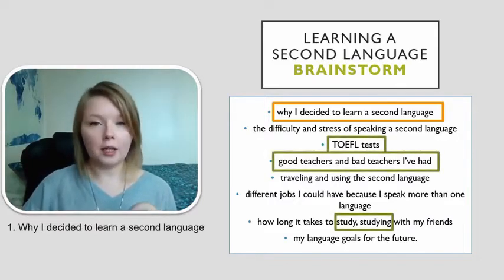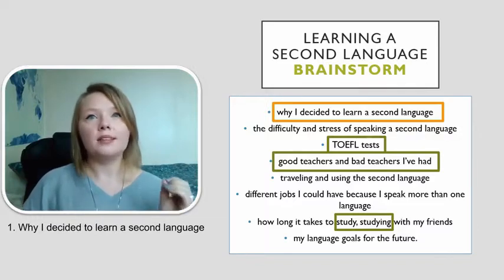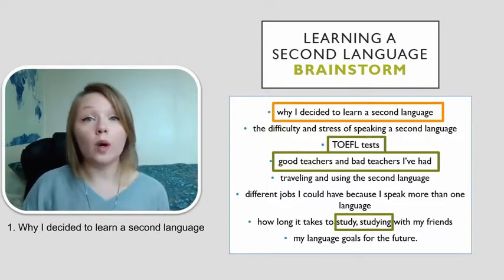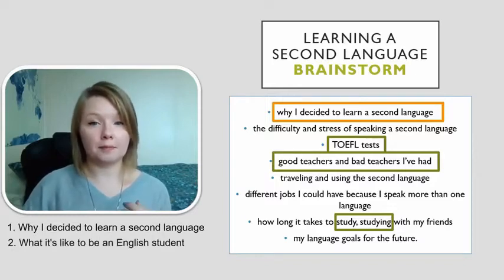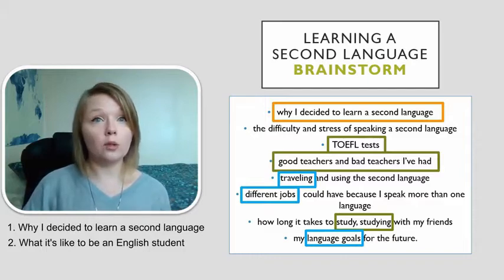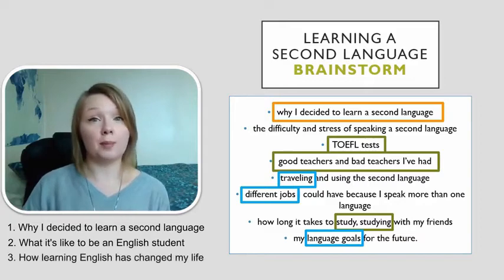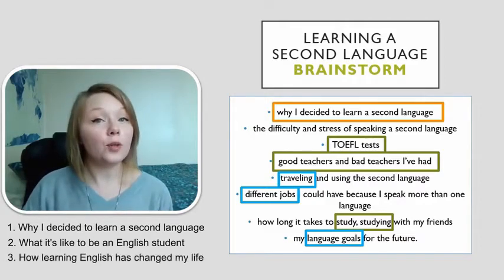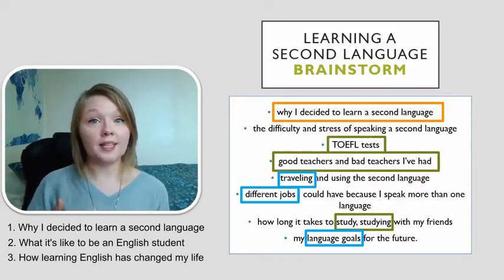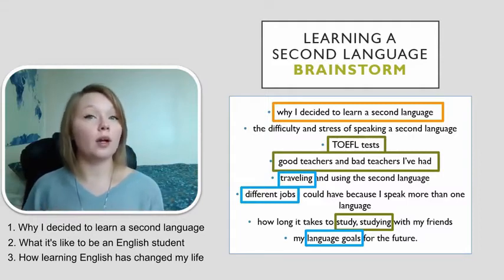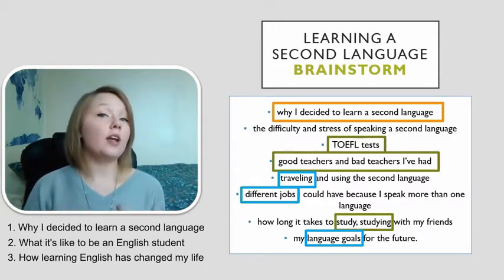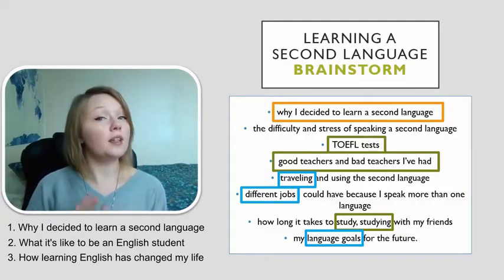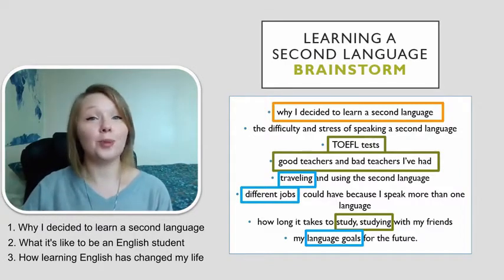Let's see what's next. TOEFL tests, teachers, and studying. Topic number 2 is going to be what it's like to be an English student. And then we have traveling, jobs, and goals. My third topic will be how learning English has changed my life. As you can see, I looked at my brainstorming list and I found themes in what I wrote. This is a great way to determine what you really want to talk about and write about in your presentation.